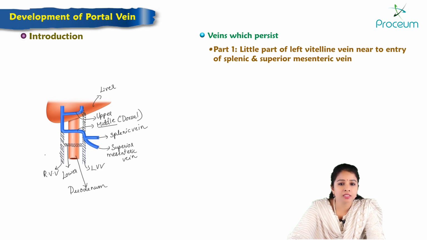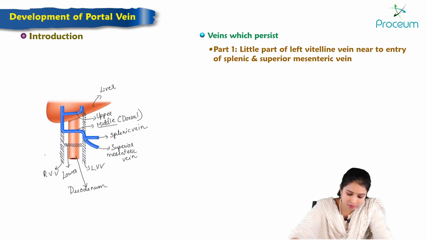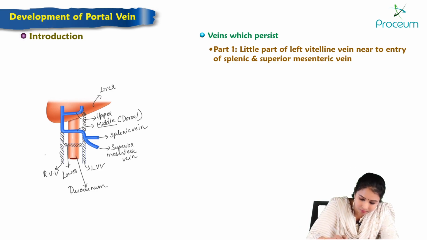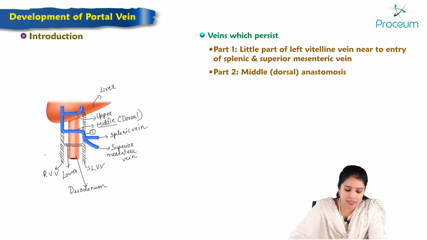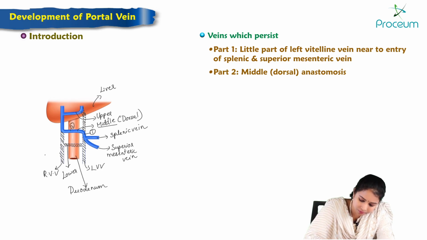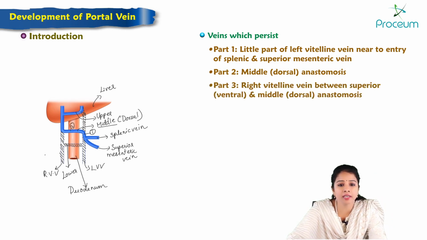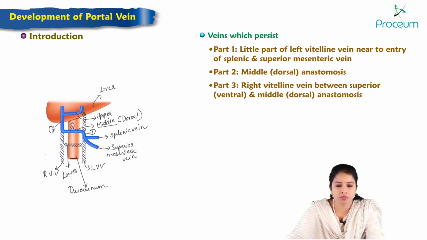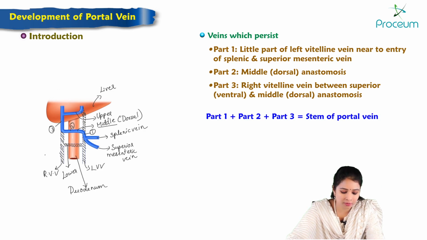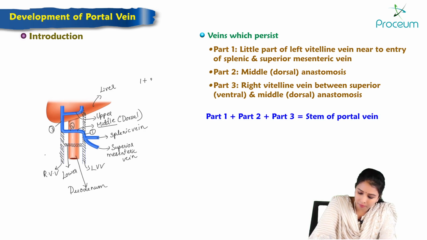Part 1 is the little part of the left vitelline vein near the entry of the splenic vein and mesenteric vein. Part 2 is the middle dorsal anastomosis. Part 3 is the right vitelline vein between the upper and middle anastomosis, that is, between the ventral and dorsal anastomosis. If you join these parts, they form the stem of the portal vein. So part 1 plus 2 plus 3 will form the stem of the portal vein.